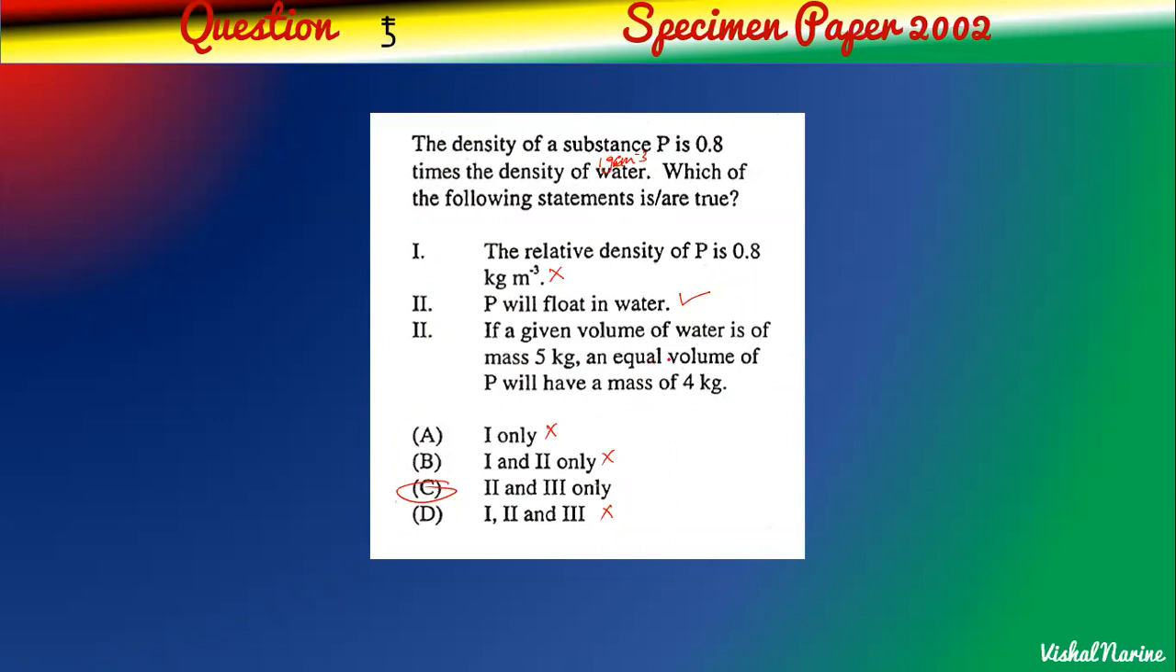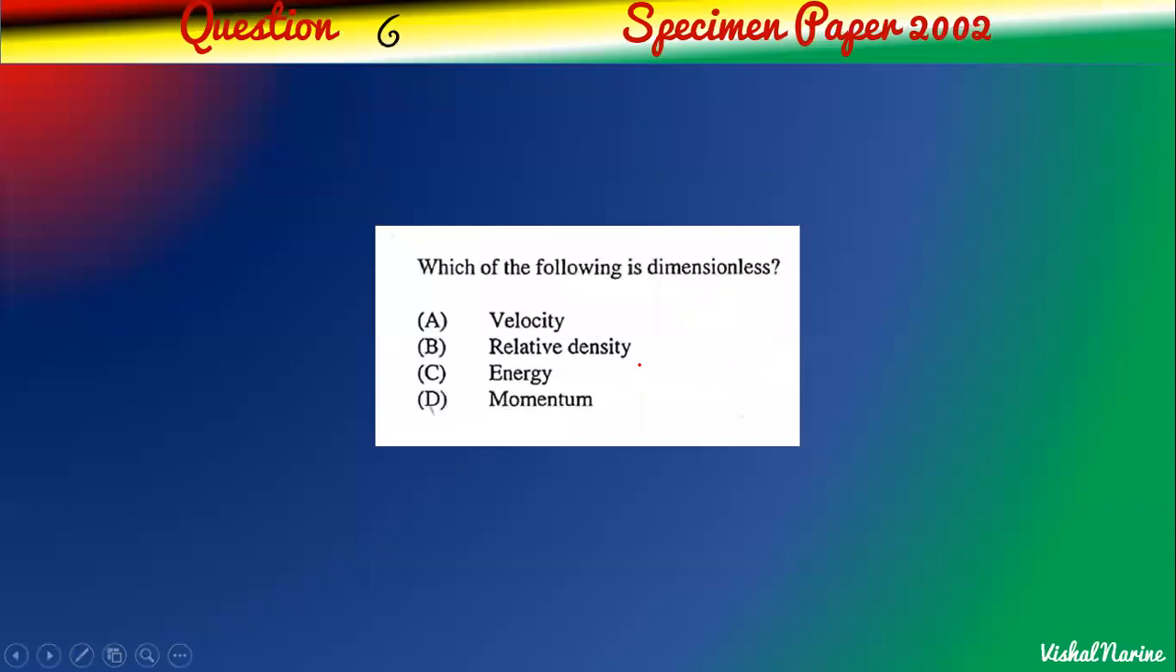All right, so we go to question 6. Which of the following is dimensionless? Dimensionless meaning it doesn't have a unit, and yes, I see a lot of you getting it. It is relative density.